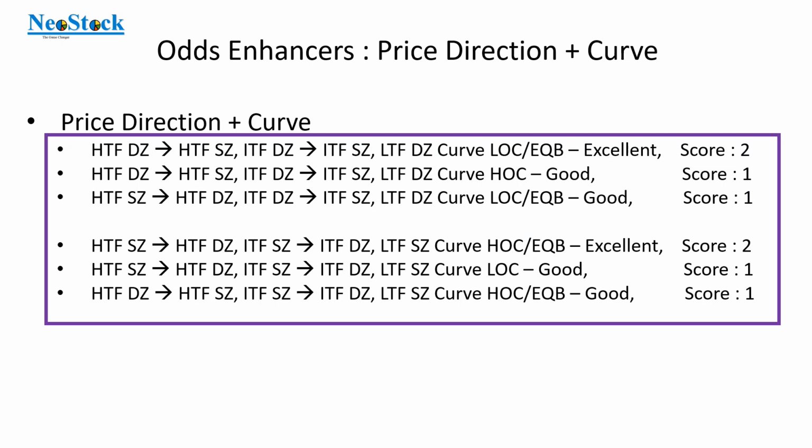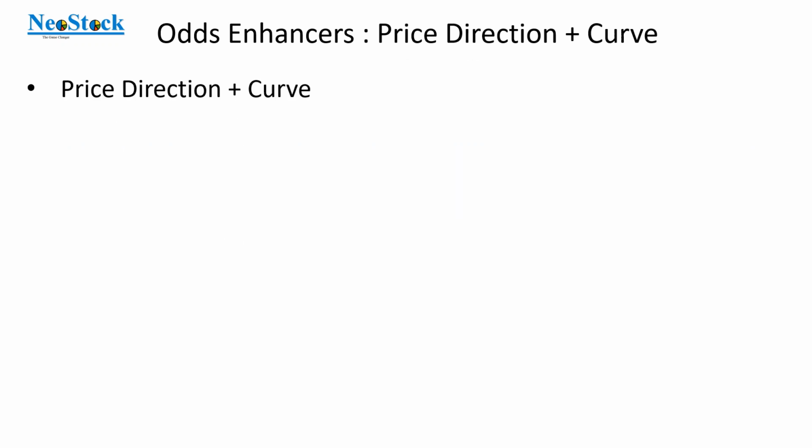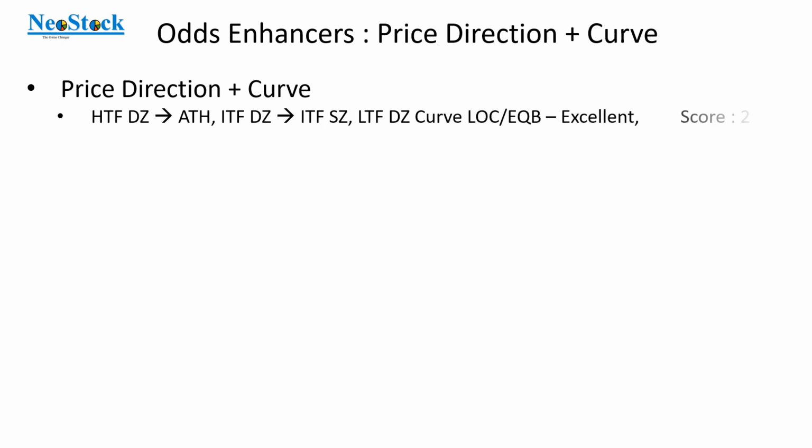Previously, in part 1 of lesson 18, we discussed the price direction and curve scenario when both HTF and ITF demand and supply zones are available. But when the market is at all-time high, most of the time our HTF and ITF zones may not have supply zones. In an all-time low scenario, they may not have demand zones. So in that scenario, how do we define the score? For that, I have given all the scenarios.